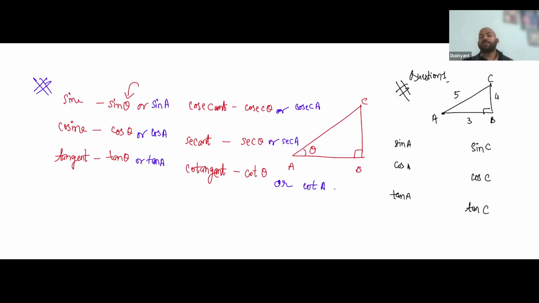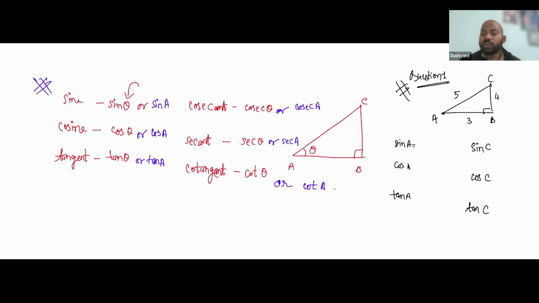Question number 1. Sine of A. So let's start. What was the formula for sine of A? Opposite over hypotenuse. Yes, opposite over hypotenuse. So where is the angle A? This is my angle A.